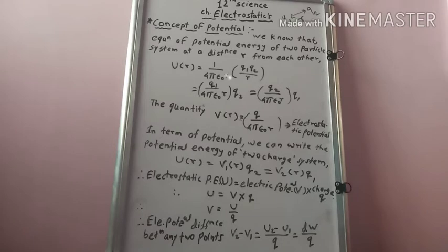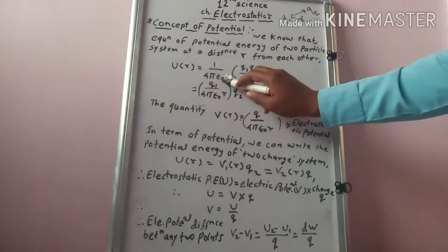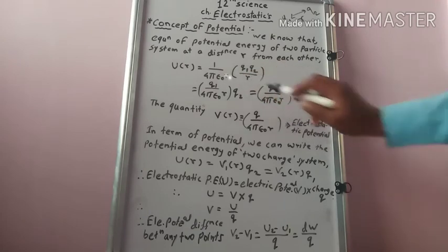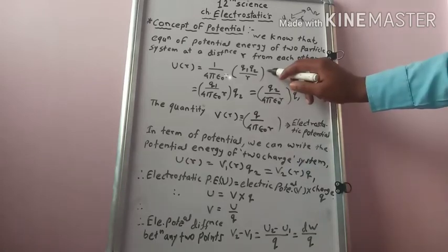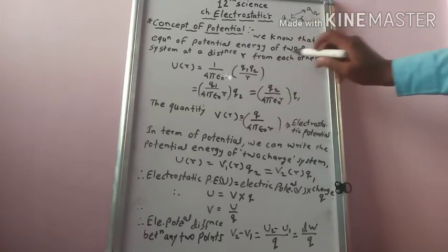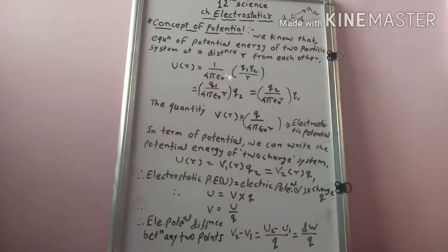U of r is equal to 1 upon 4 pi epsilon naught r q1 q2 upon r. This equation is written here. This is the equation of potential energy of a two-particle system at a distance r from each other. It represents the potential energy of two particles, q1 and q2, separated by distance r from each other.